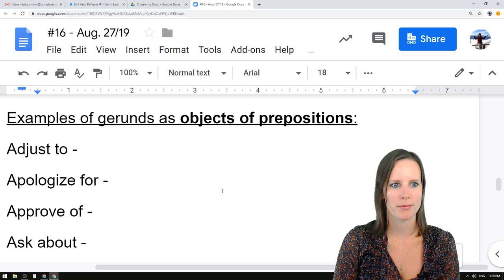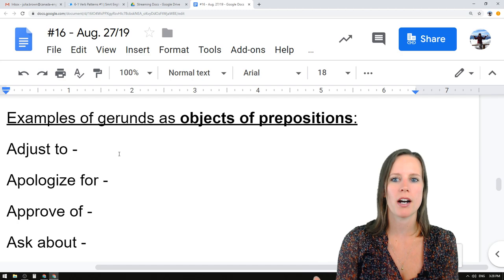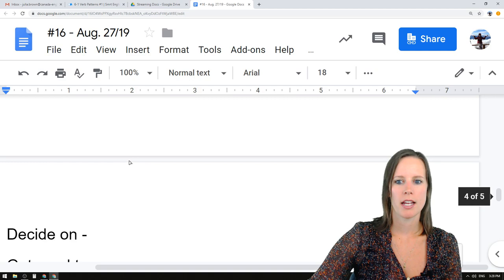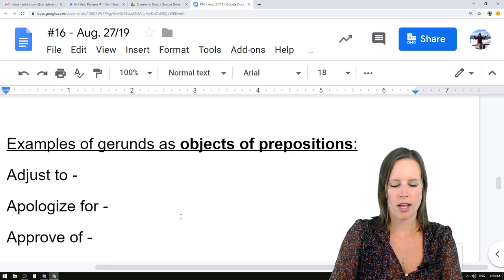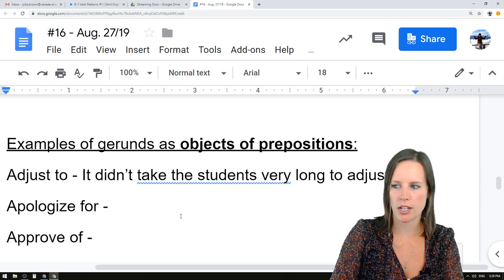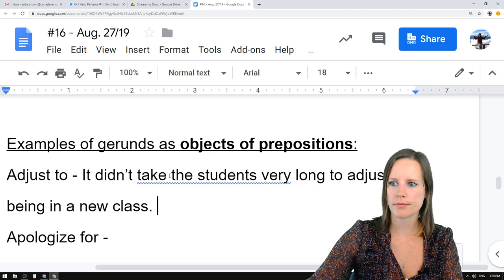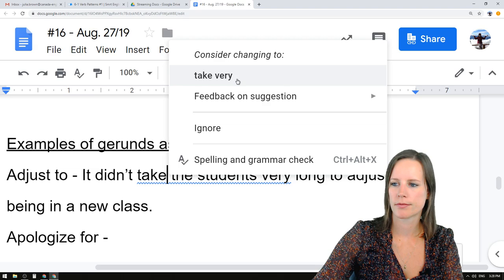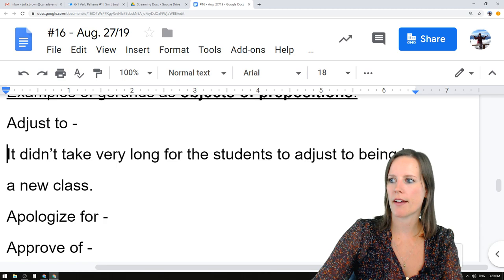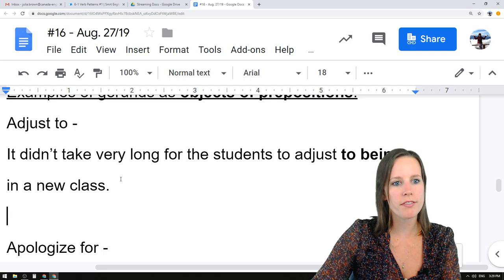So I want you guys to give me some examples. These are some common words with prepositions that are commonly followed by gerunds, okay? So I've got a list here, and we'll try to put up some sentences. So for example, adjust to. For example, it didn't take the students very long to adjust to being in a new class. Okay, so here we have our preposition and our gerund. Can anyone else think of an example?